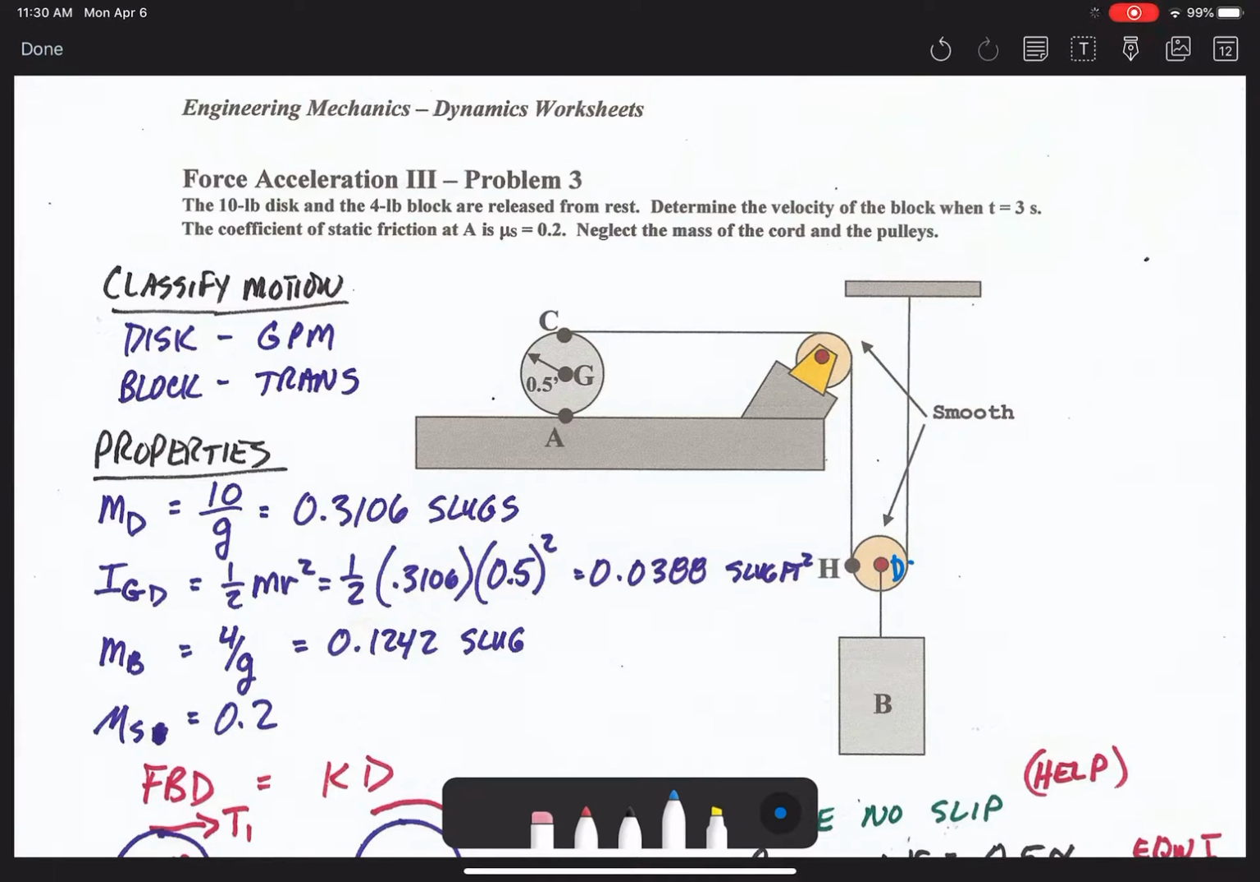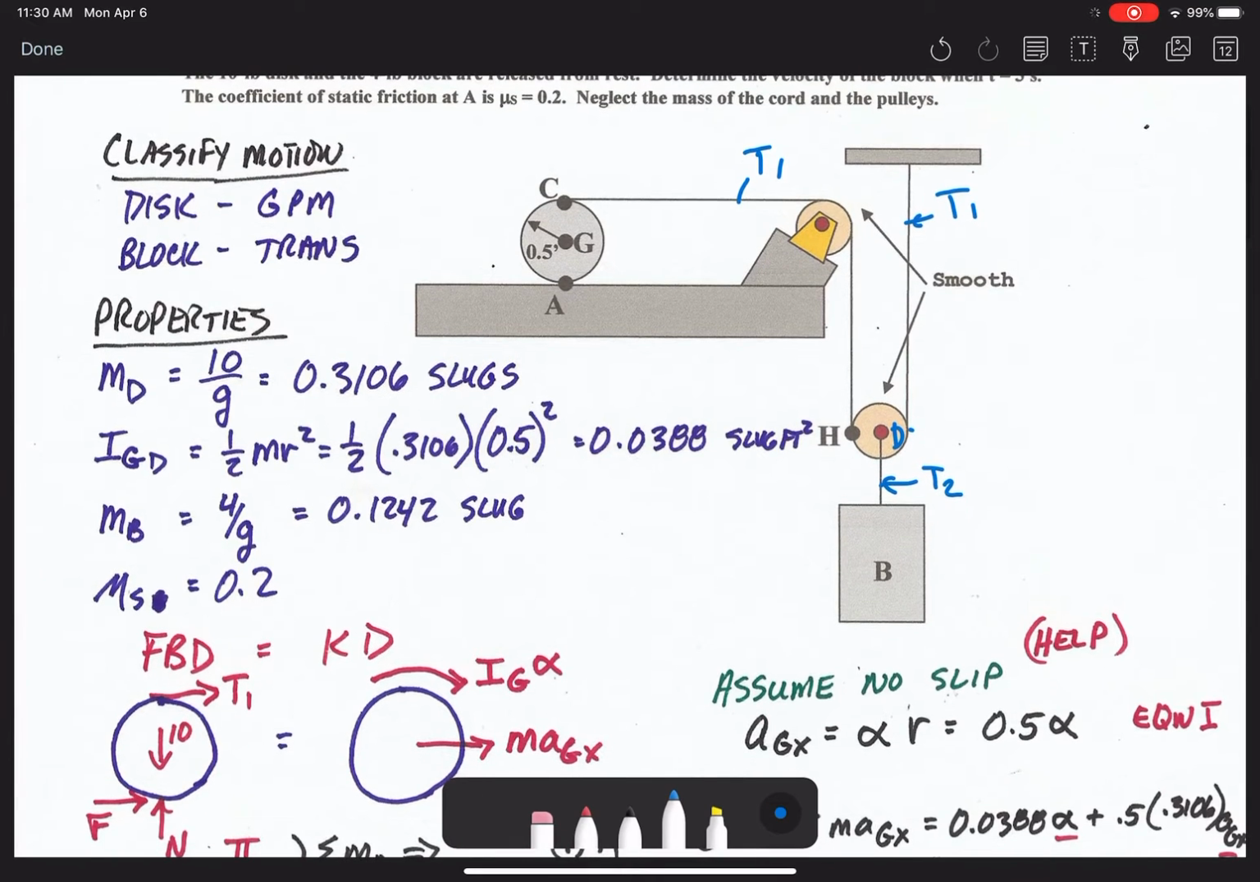The tension in the cable here is T1, then that cable also T1, and this is a different cable, so that is T2. So that's what we have. From that we find out the properties. As you can see, the disc is in general plane motion and the block translates vertically on the vertical axis, so it's translation.